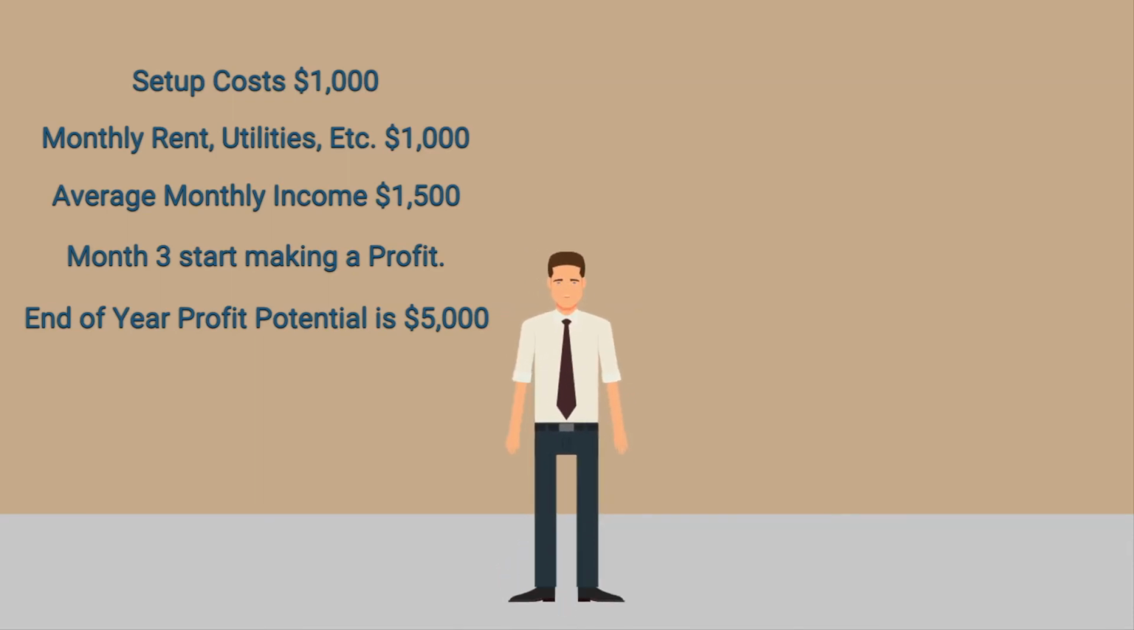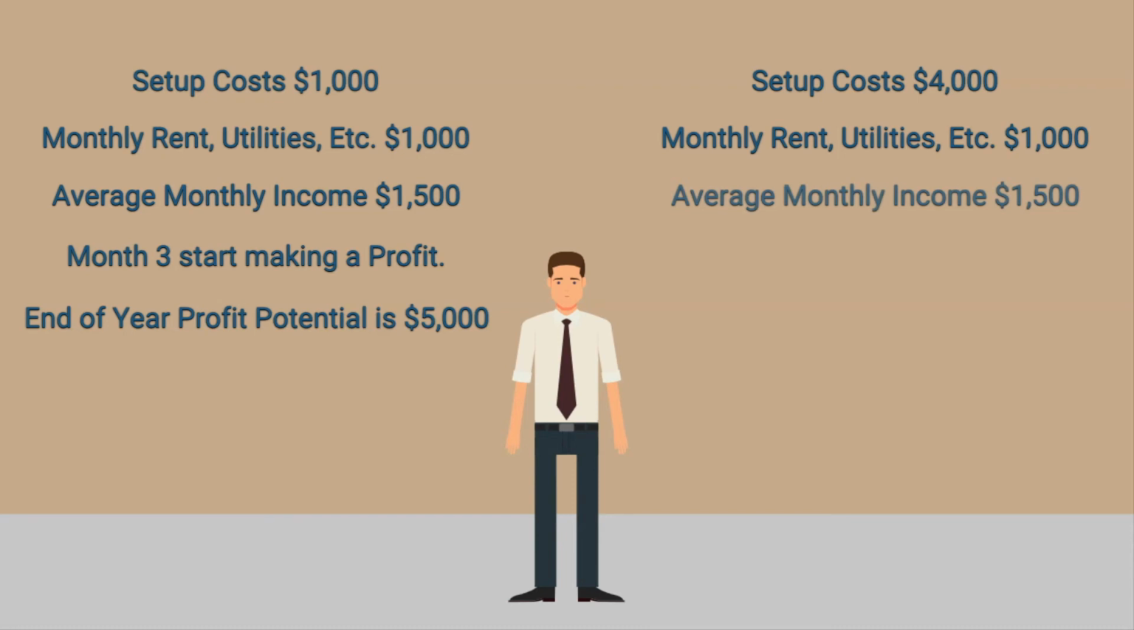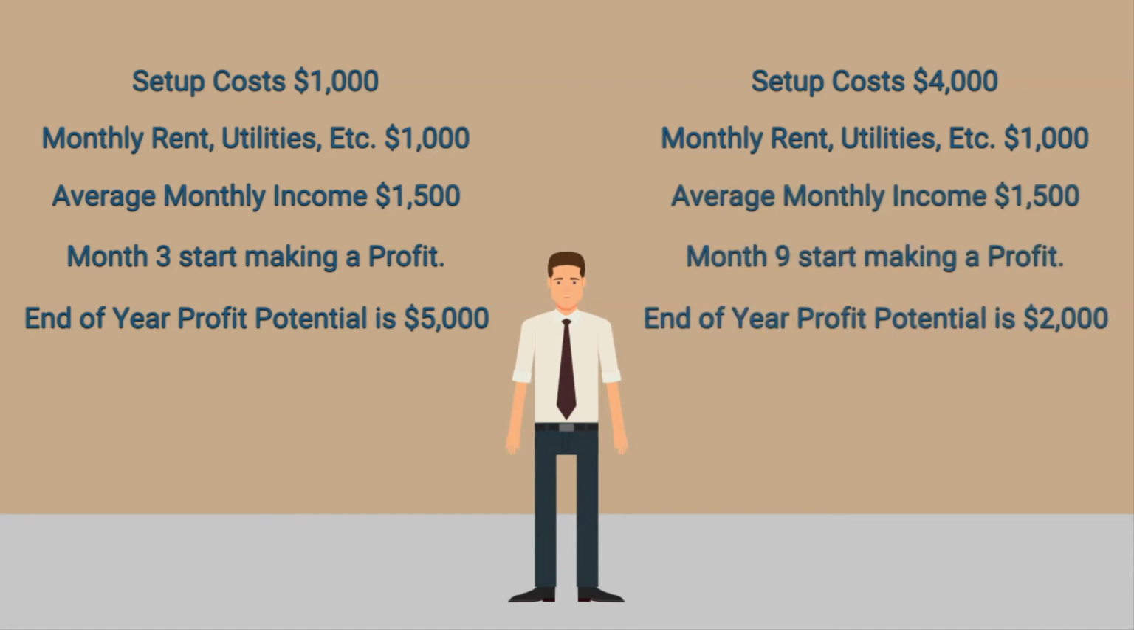Now let us look at the property with the higher setup costs. How has the lower average income affected those figures? We can see that it's now month 9 where we start to make a profit. And at the end of the year, it's showing that we will only make $2,000.